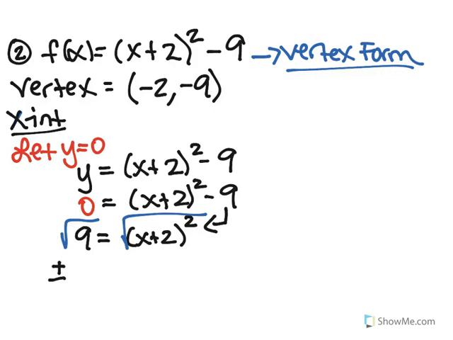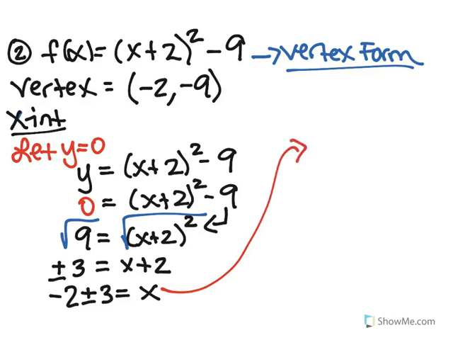Don't forget that. You got two places it's crossing the x-axis. So you must have plus or minus. Square root of 9 is 3 equals x plus 2. And again, to get x by itself, you're going to subtract 2. And so you got two places where this thing is going to cross the x-axis.